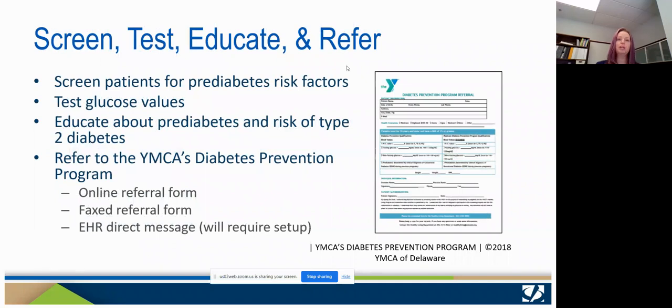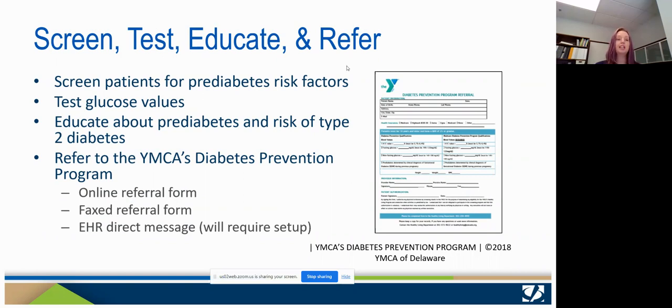All right, so we're getting to that refer part. We have several ways that we actually accept referrals here at the YMCA of Delaware. We have this lovely piece of paper. So if you like to fill out a form and fax it, you can do that. We have a fax number listed on our website.